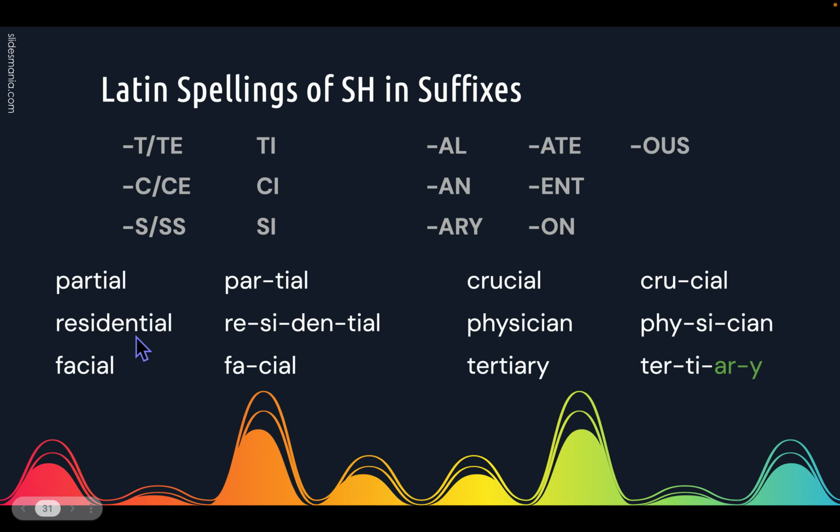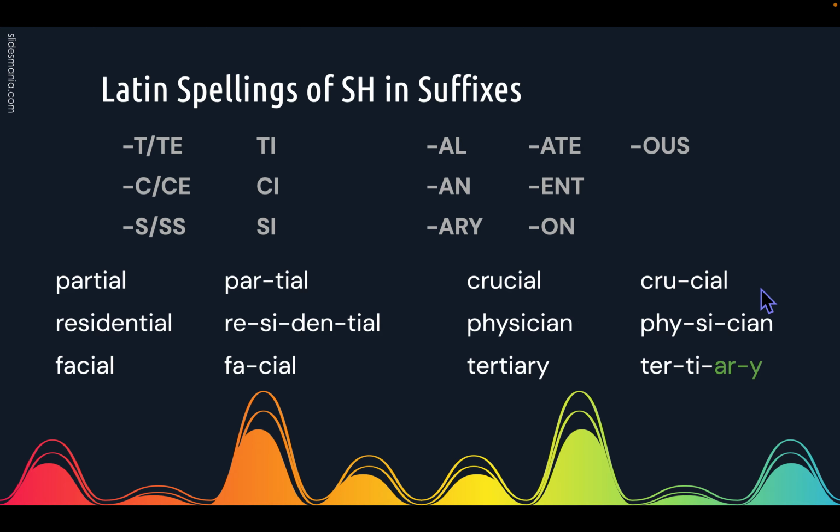Here our root is resident. It ends in a letter T, so we are going to use the TI to spell the sh sound rather than the SH, so we get residential. Here we have the word facial. The root of it is the word face, which ends in a CE. That means when we change it from face into facial, we are going to use a CI to spell the sh sound rather than an SH. So we end up with facial.